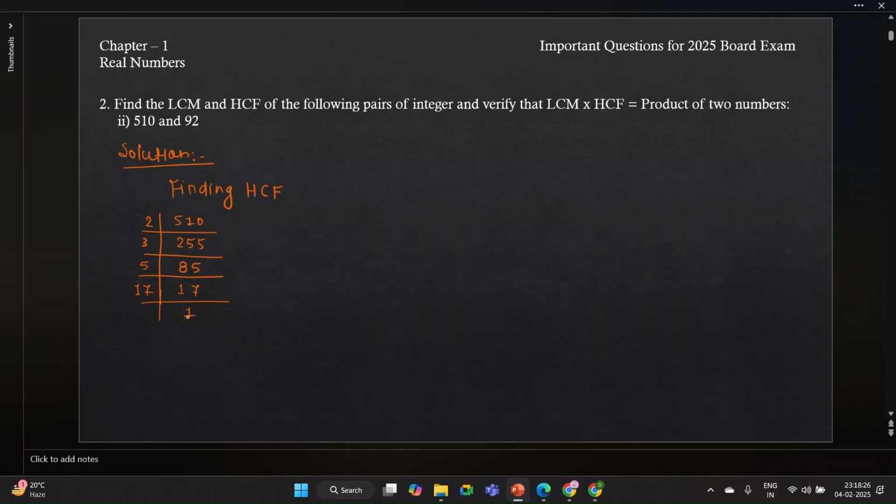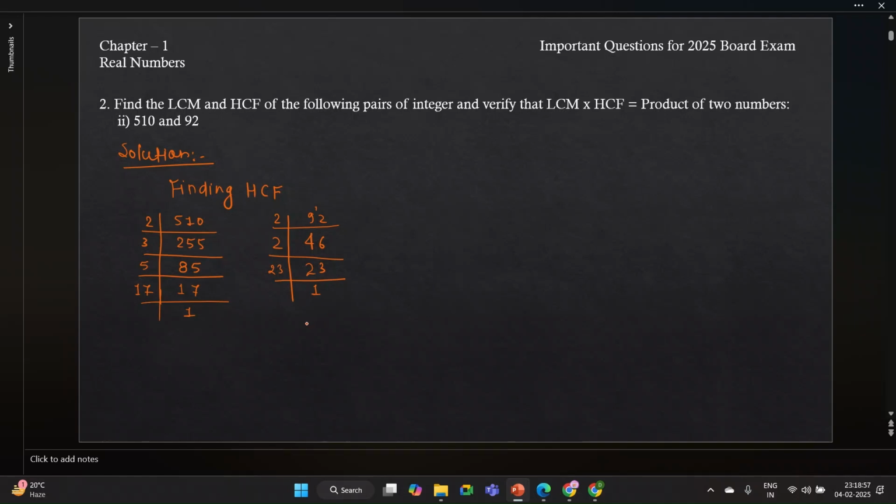Okay. Now we have to check 92. So we have to just make a table. Then it is divisible by 2. 2 times 4 is 8 and then it would be 12. 2 times 6 is 12. Now it is divisible by 2 again. So 2 times 2 is 4 and then 2 times 3 is 6. Now we are going through by 23 directly. So it would be 1.